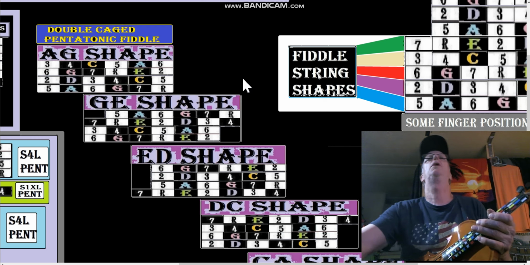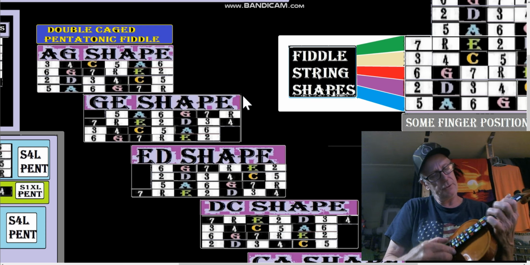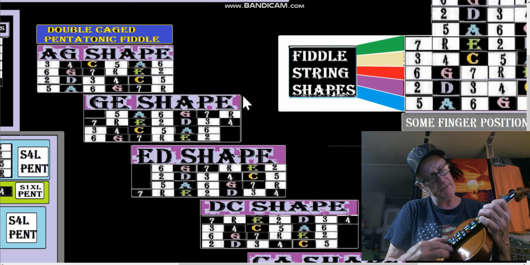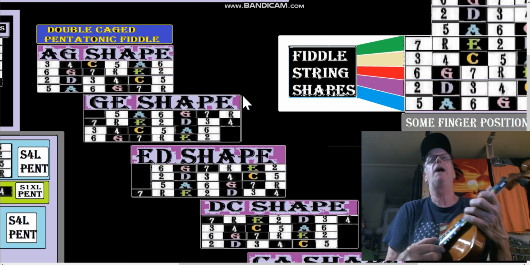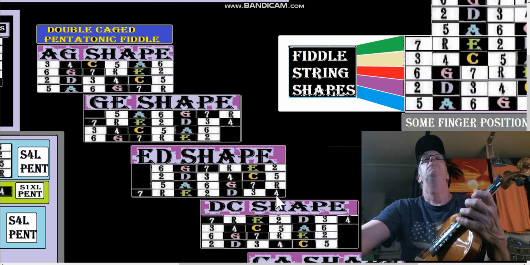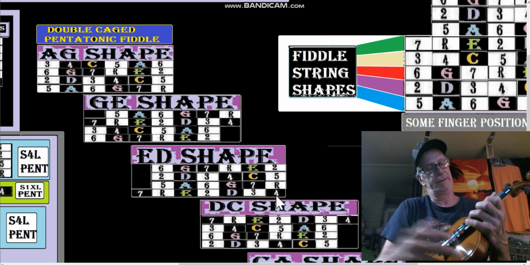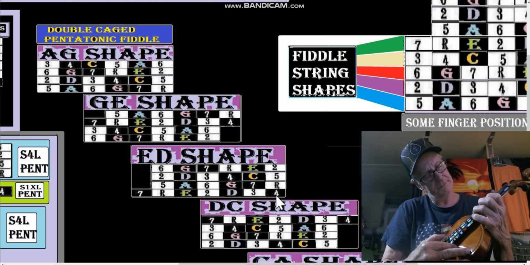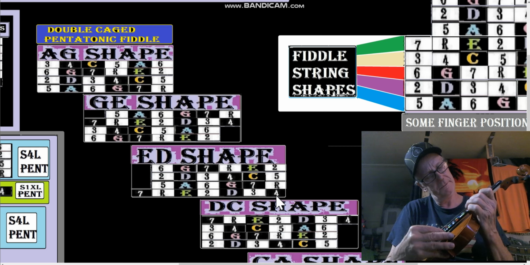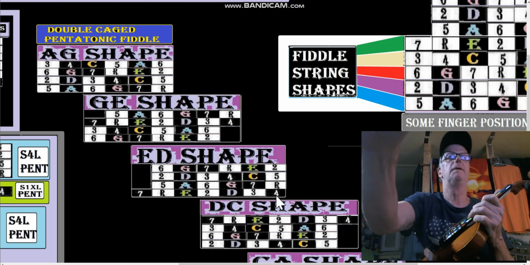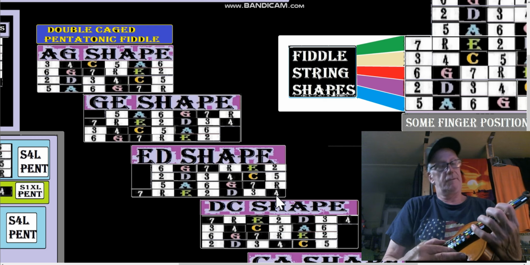So let's look at the 3rd one. The ED shape starts with 7, root 2, 3, and then 4, 5, 6, 4, 7, root 2, 3, 4. See, I forgot that 4 again. But we're supposed to be doing pentatonic. I wanted to do diatonic there because I got the notes here. And then pentatonically it would be just root 2, 3.